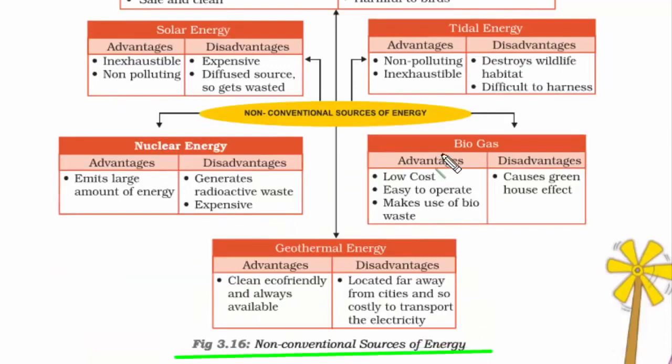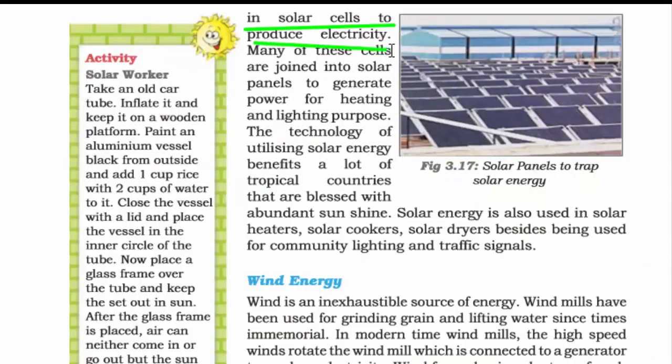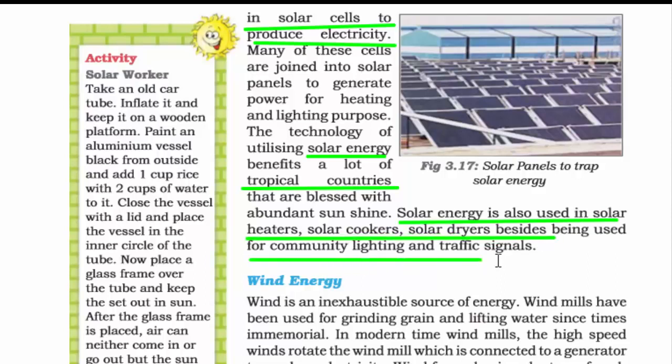Just go through this image and look at some non-conventional sources of energy, their advantages and disadvantages. So with the help of solar cells, we can produce electricity. And most of the tropical countries benefit from this solar energy. Tropical countries are those countries in the equatorial region because this place receives ample sunshine as the sun rays fall directly on earth. Now some of the uses of solar energy are solar heater, solar cooker, solar dryers, and they are also used in traffic signals for lighting purposes.